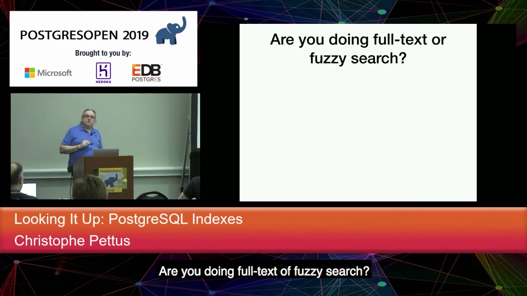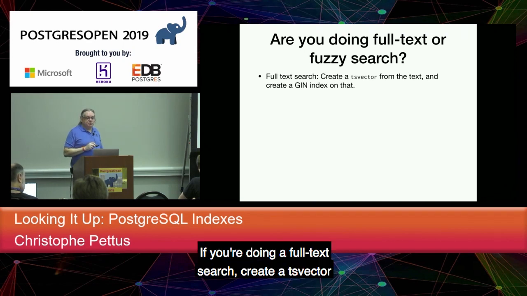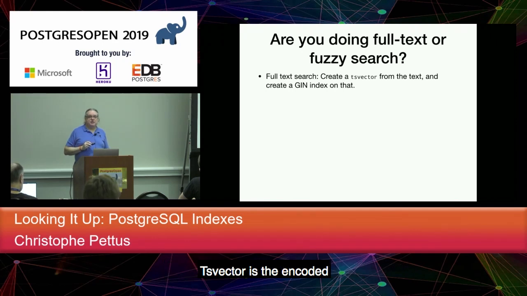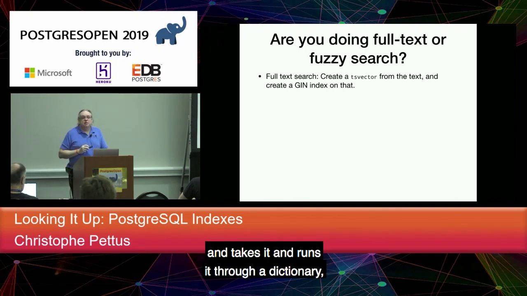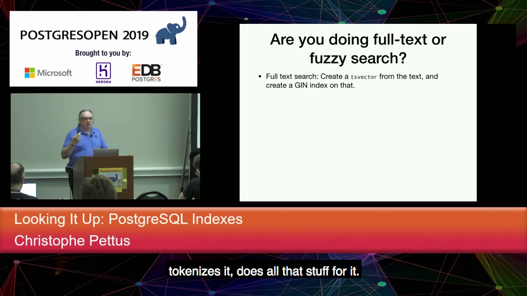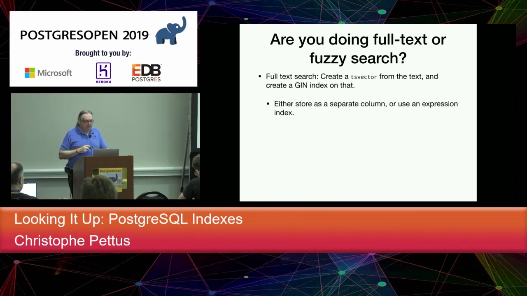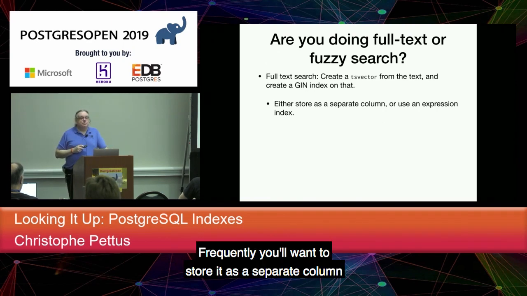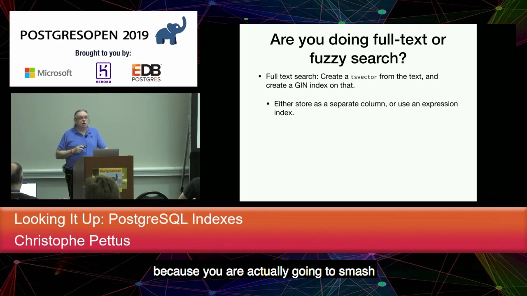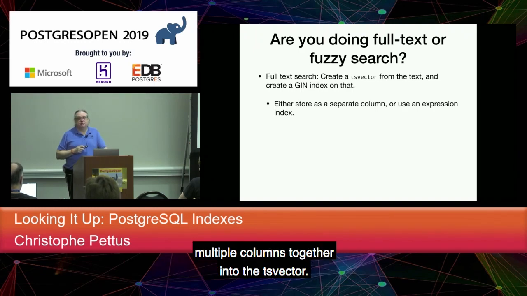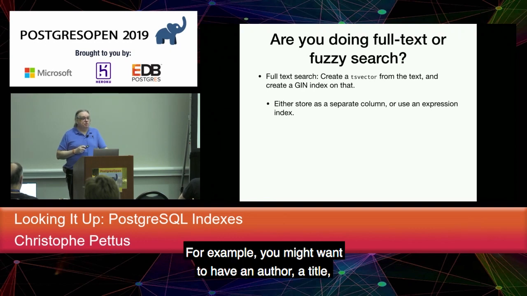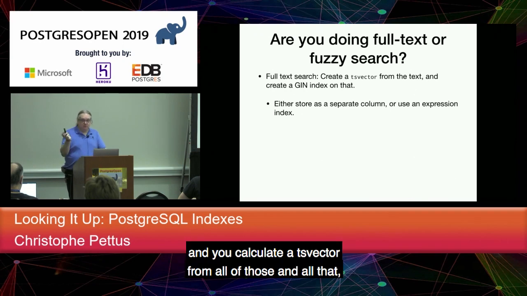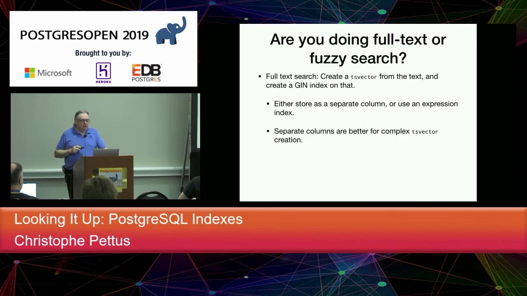Are you doing full text or fuzzy search? If you're doing full text search, create a tsvector from the text and create a GIN index on that rather than indexing the text directly. A tsvector is the encoded form: it runs the text through a dictionary, tokenizes it, and does all that stuff for it. You can either store it as a separate column or use an expression index. Frequently you'll want to store it as a separate column because you are actually going to smash multiple columns together into the tsvector. For example, you might want to have an author, a title, and a body with different weights, and you calculate a tsvector from all of those.